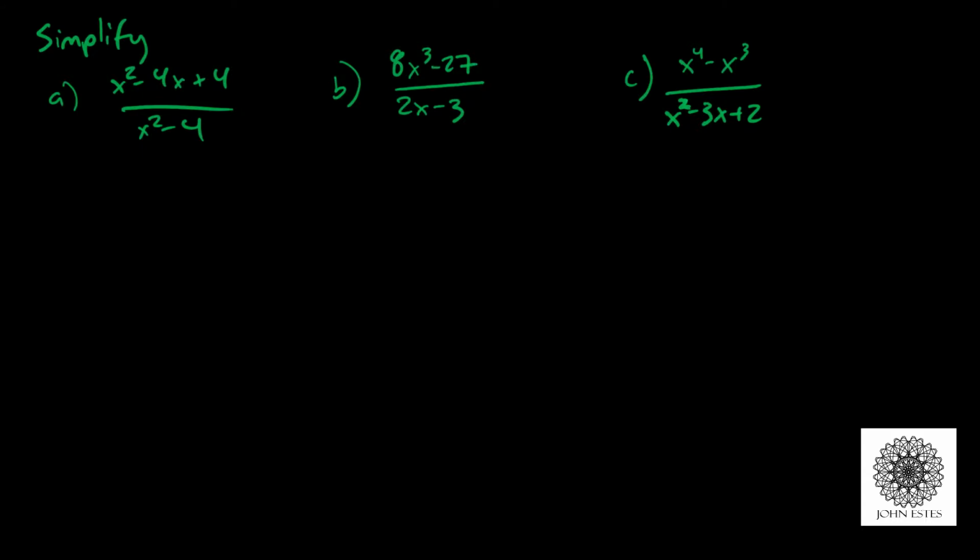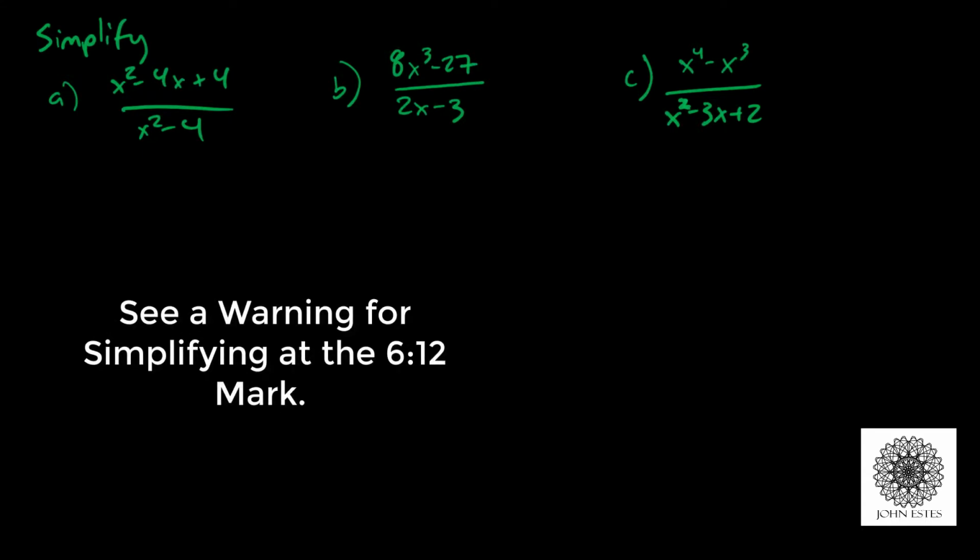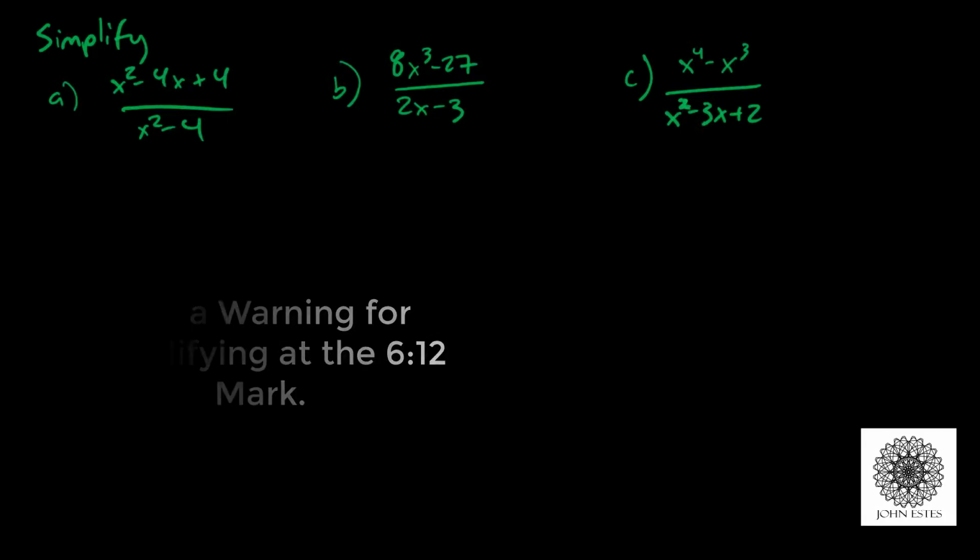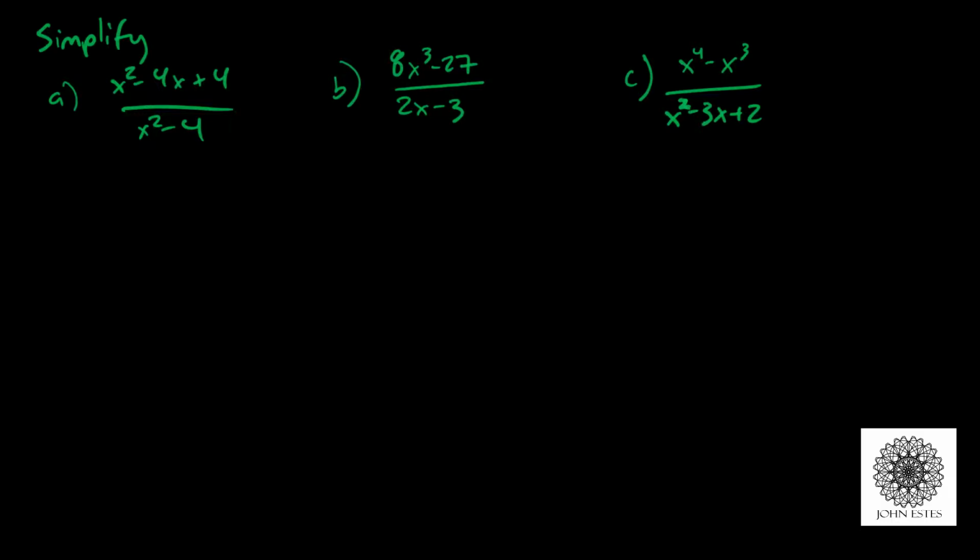Alright, so I have three more examples I want to show on how to simplify rational expressions. And really, it comes down to factoring. So for example, in A here, I have x squared minus 4x plus 4 all over x squared minus 4. What I want to do now is just factor to see what kind of parts I have in this thing. For the numerator, I need two things that multiply to give me 4 and add to give me negative 4. So I can see that would be a negative 2 and a negative 2. And in the denominator, x squared minus 4, remember, is the difference of squares. So that's going to factor as x minus 2 times x plus 2.